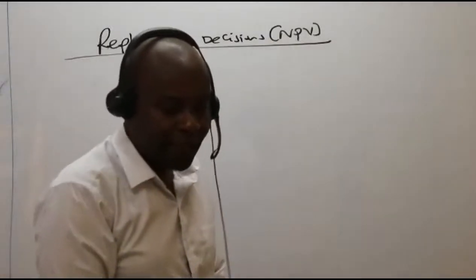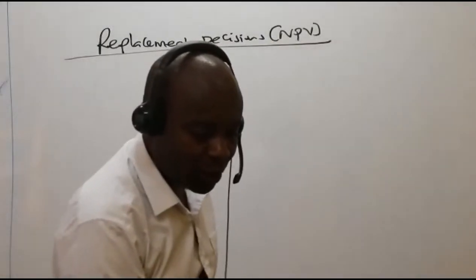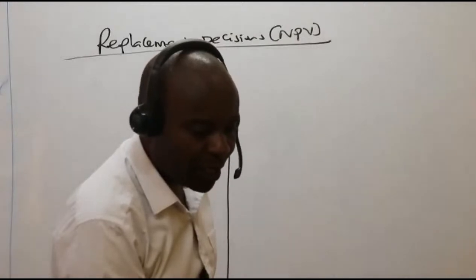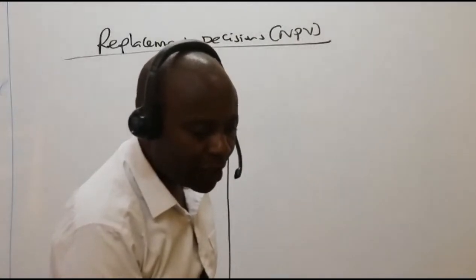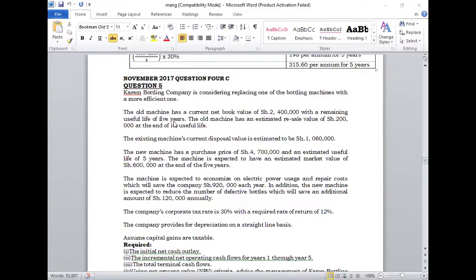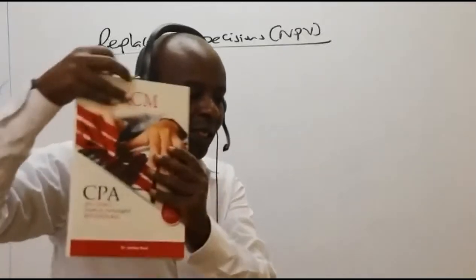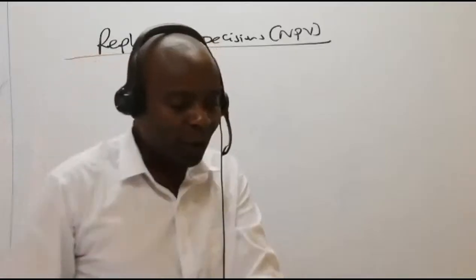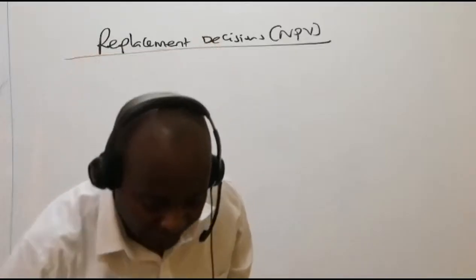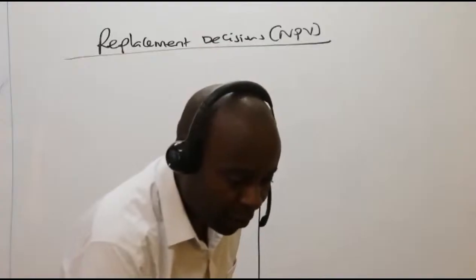One of those areas that has always given my students issues, and yet it is easier. To enable us understand this, we have this section 3 CPA question, which is November 2017. For those of you joining us from CPA section 3, you will simply need to go to your revision kit, RCM's revision kit, page number 102.